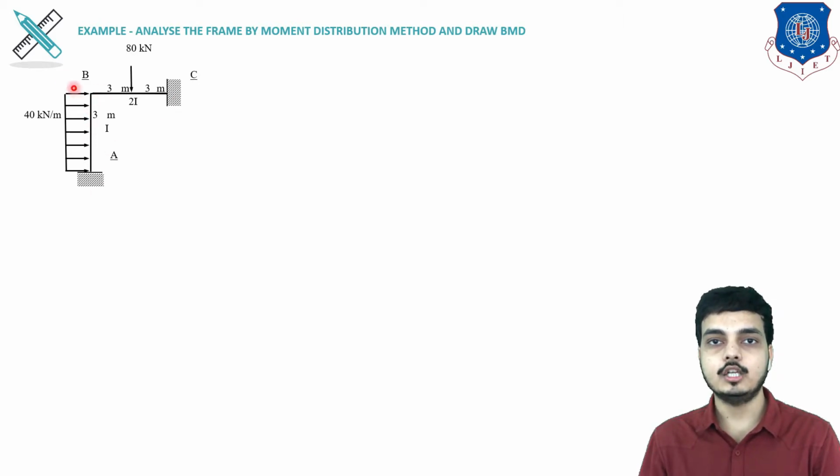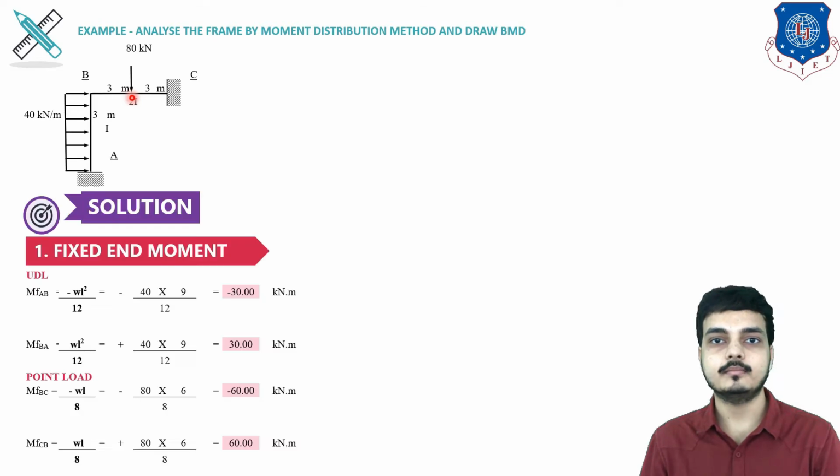AB has a UDL of 40 kN per meter over the entire span of 3 meter length, having a single unit moment of inertia. The BC span has a central point load of 80 kN, acting exactly at the center of the beam, 3 meters apart. The entire length is 6 meters, and the BC span has 2I. So let's start with our first step.